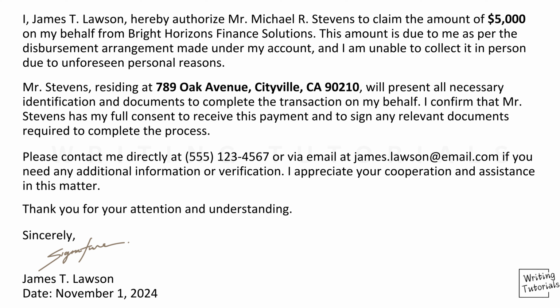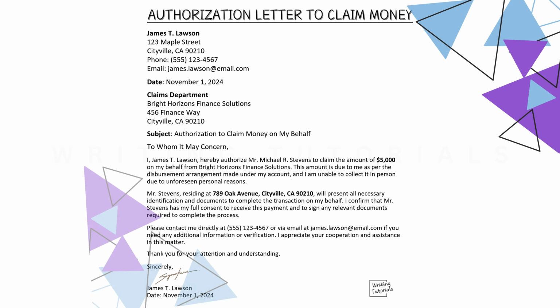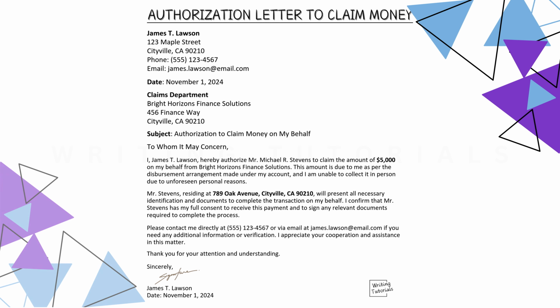And there you have it, a complete, clear, and professional authorization letter to claim money. Each section serves a specific purpose, making it easier for the company to process the claim. If you follow these steps, your letter will not only look professional but also be functional and easy for the company to verify. I hope this breakdown makes it easy to follow along when you're writing your own authorization letter. Don't forget, adding clear, factual information and maintaining a polite, professional tone are the keys to getting this right.